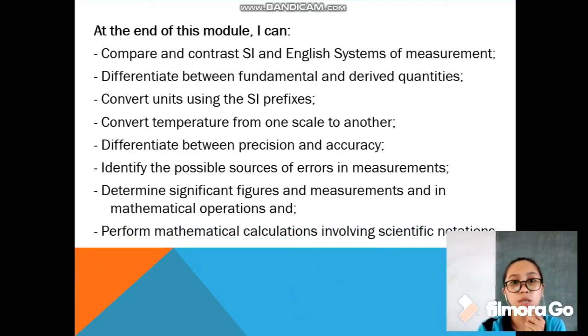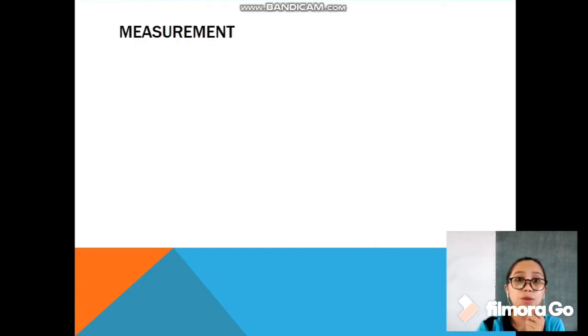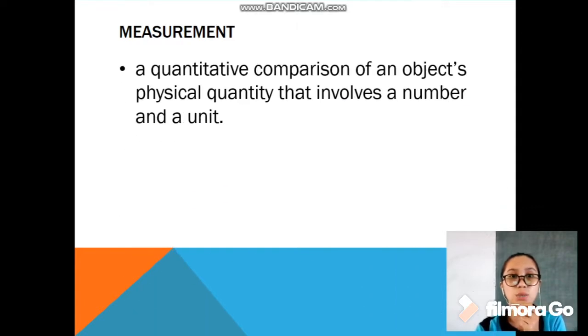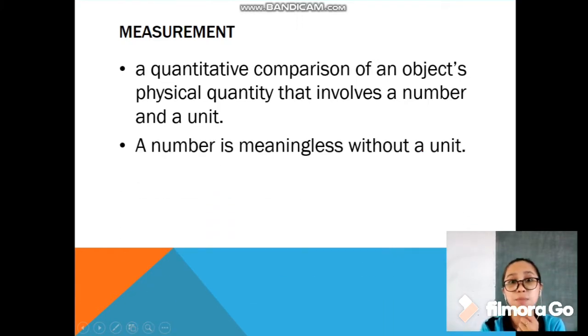Okay, let's be sure to follow this. Then for the measurement, so talking about measurement, what do we mean by measurement? It is a quantitative comparison of an object's physical quantity that involves a number and a unit. Take note for this. Measurement involves a number and a unit. And a number is meaningless without a unit. If a number has no unit, no label, it's meaningless again.